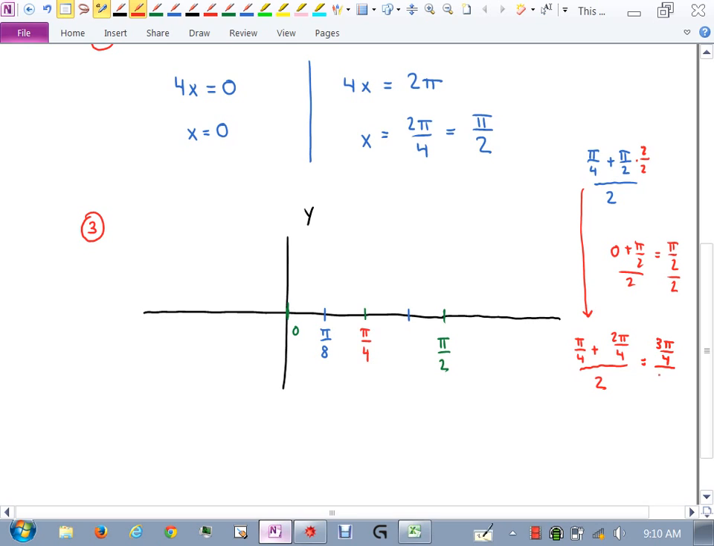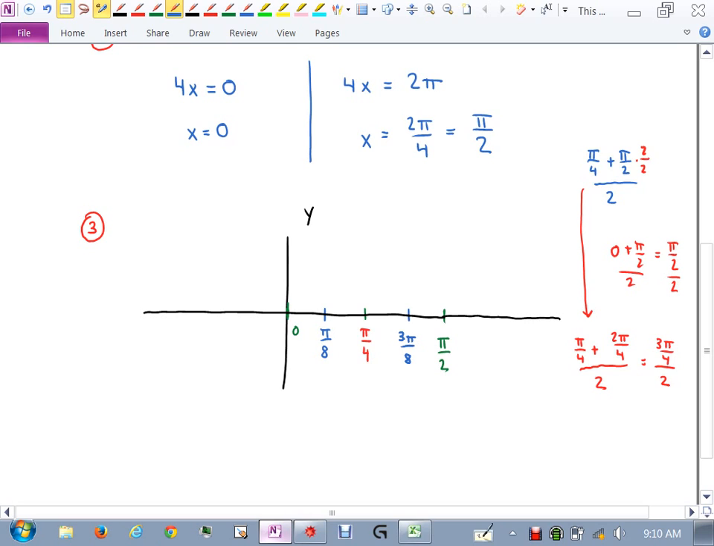And then I divide that whole thing by 2. So I get 3 pi over 8. Is that all right, everyone? Okay. You answered. Thank you. So I have 3 pi over 8.